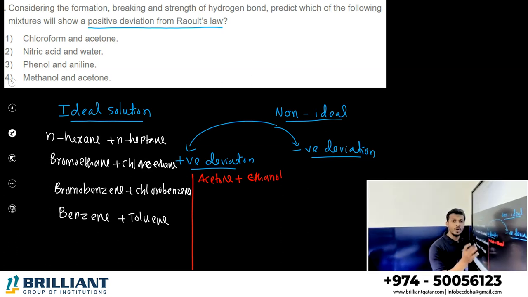Acetone with the ethanol, or they will give you propanone with the ethyl alcohol. Both are the same. Acetone is propanone, and ethanol is ethyl alcohol. That can also be given, so don't think it is another example. Okay, acetone with ethanol.